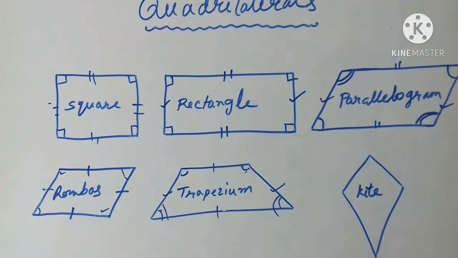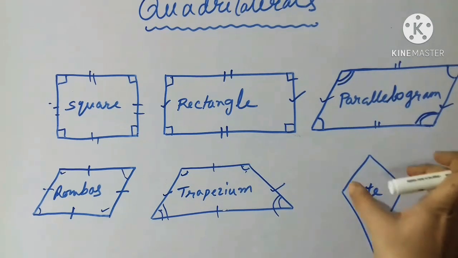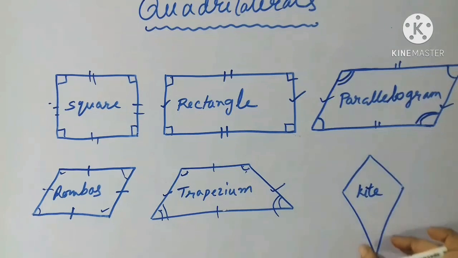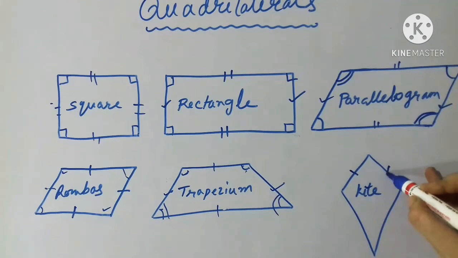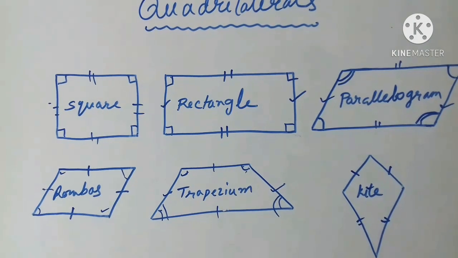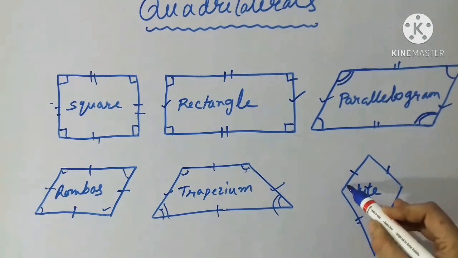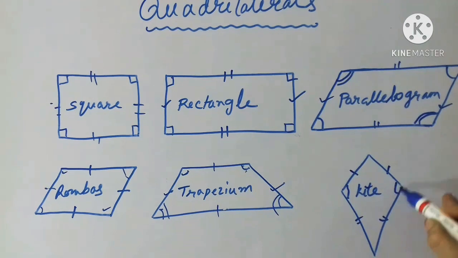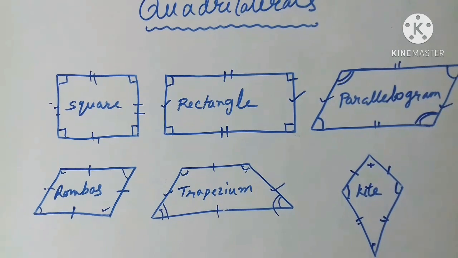Now coming to kite. For a kite two adjacent sides will be equal, these two adjacent sides are equal, these two adjacent sides are equal. I am marking here, this side will be equal to this side and this side will be equal to this side. And for angles, any two opposite angles will be equal, these two angles will be equal but this angle is not equal to this angle, this angle is not equal to this angle, any two opposite angles will be equal. That is the basic characteristics of different types of quadrilaterals.